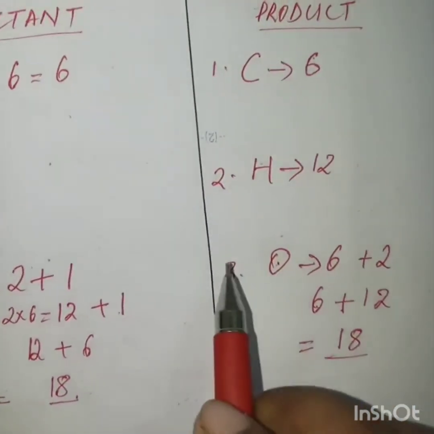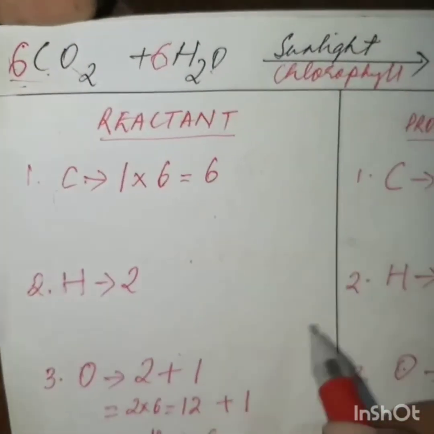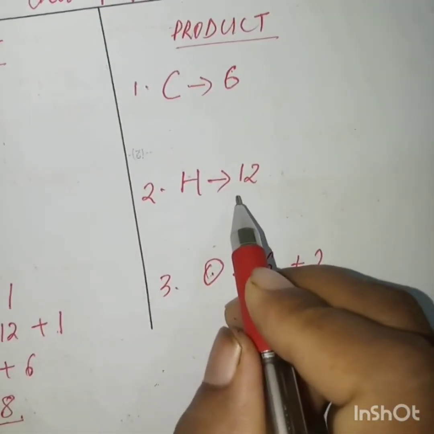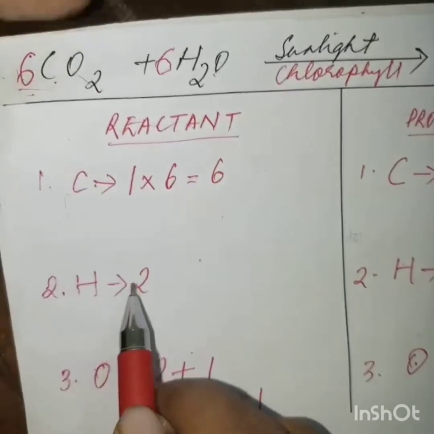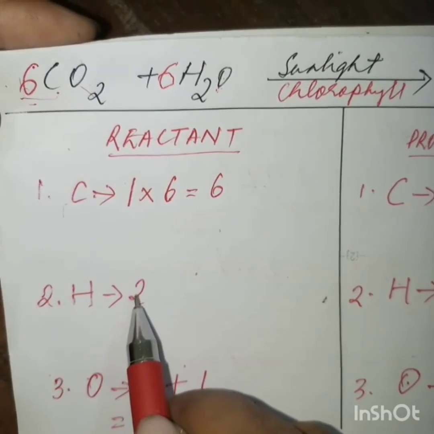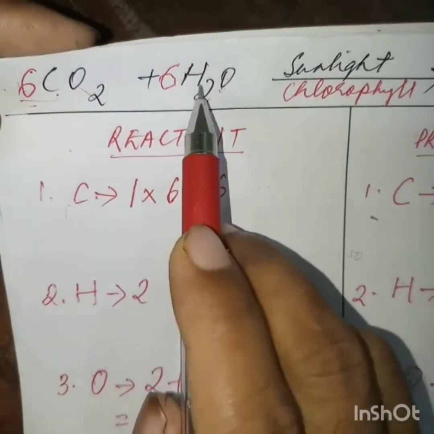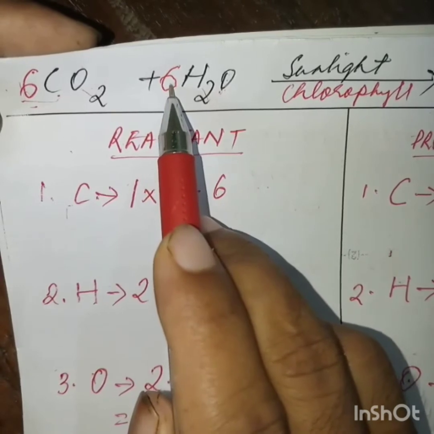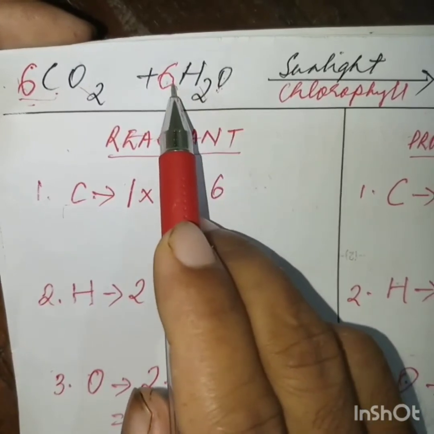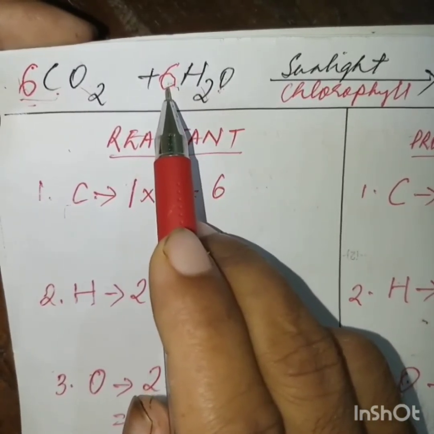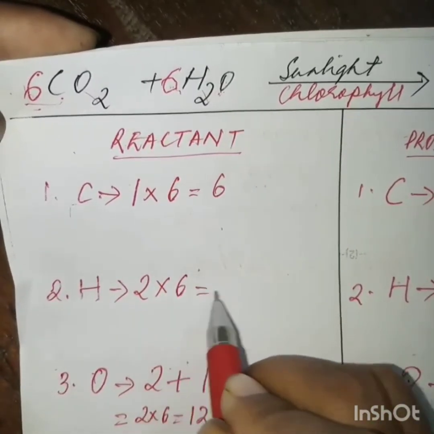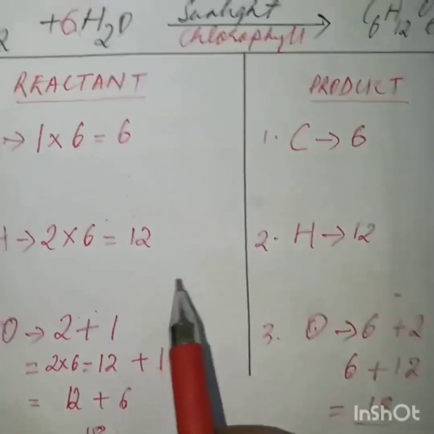Now let's look toward the hydrogen. On the right hand side we have 12, so I've written 12. And towards the left hand side there are how many? Only 2. Before there was only 2. But when we add up these 6 molecules of oxygen, always remember the subscript should multiply the upper script. So that means now hydrogen has become 12. So 2 into 6 is 12. So now we have balanced the chemical equation.